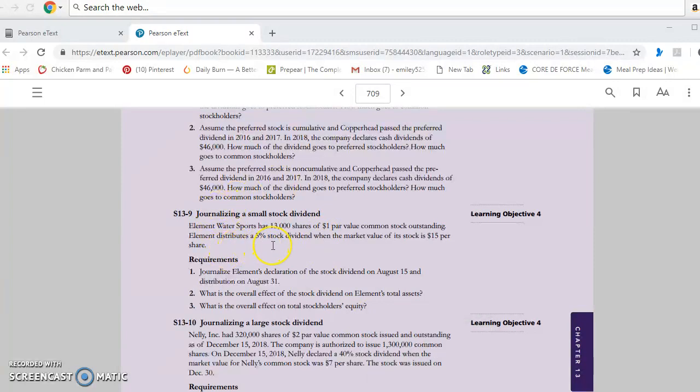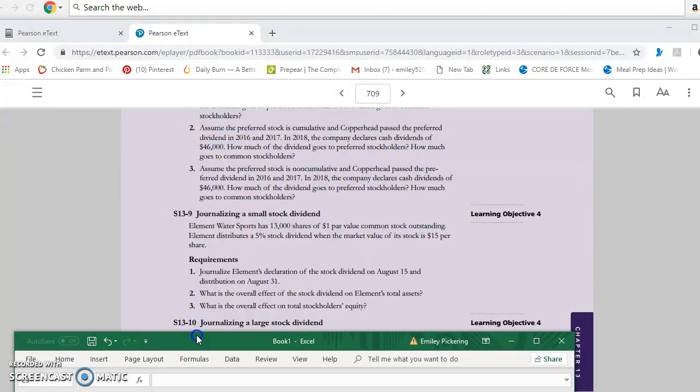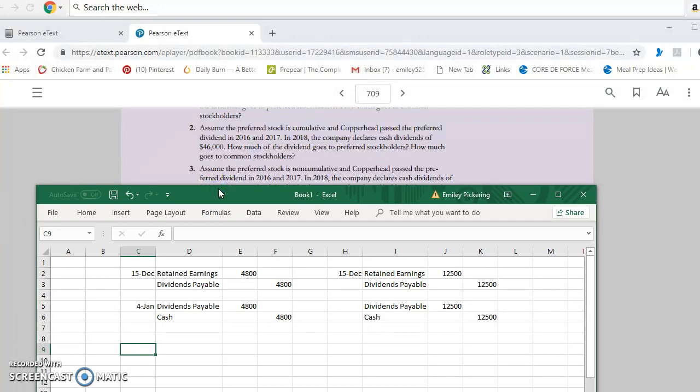So we have 13,000 shares of $1 par value stock. We distribute a 5% stock dividend. The market value is $15 per share. So what I want to do, what's the date? It doesn't say. Okay, August 15th. So 8/15.